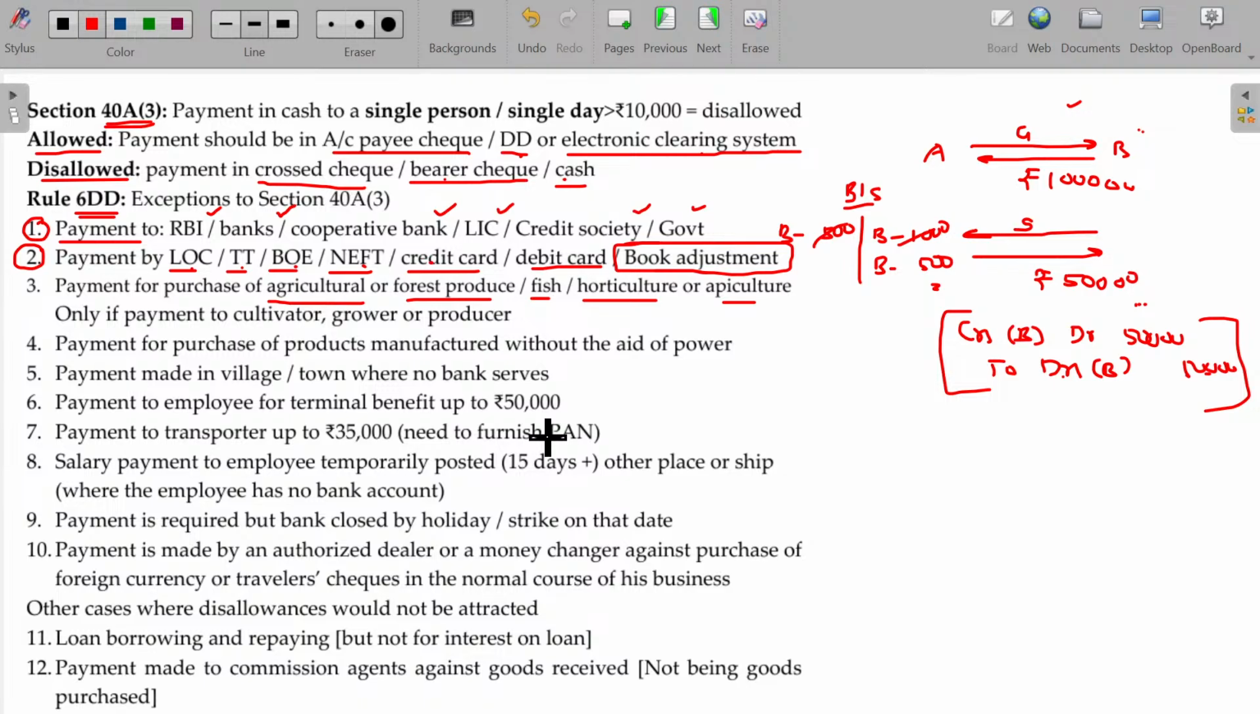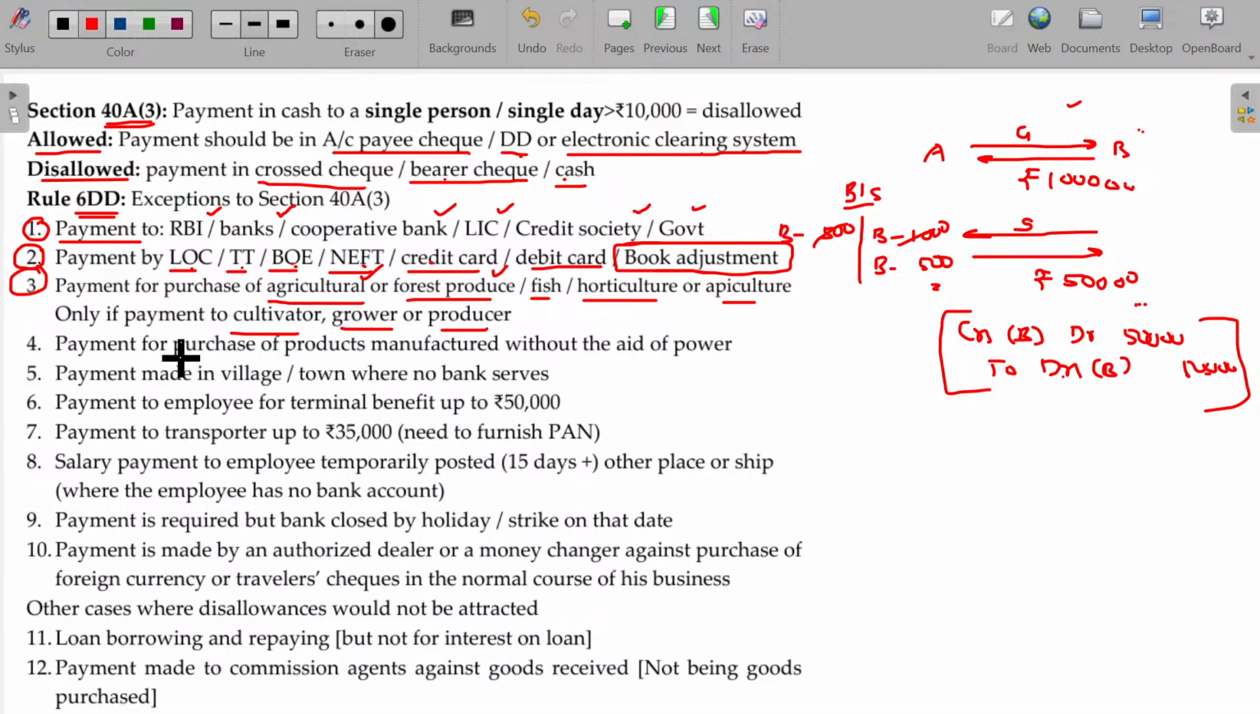All the payment is given to the cultivator, grower, producer, or farmer. They don't have a manufacturing structure. So if I am a big retail trader, purchasing forest produce and fish and displaying them in my store and selling them, then the sales are automatically non-cash. But if I am directly making the payment to the farmers and forest produce sellers, cultivator, grower, or producer, then of course I can make the payment in the form of cash. Third one, this is allowed.